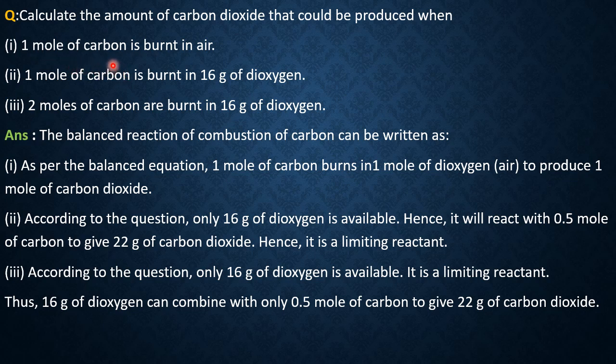What is the balanced chemical equation for the formation of carbon dioxide from carbon and the oxygen? It is C plus O2 gives CO2. 1 mole of C, 1 mole of O2 to give 1 mole of CO2. 1 mole of carbon is burnt in air. Okay. How much is formed? See, air is sufficiently available. Only 1 mole of carbon is not taken. So for 1 mole of carbon, how much is required? That much it will take and forms CO2.